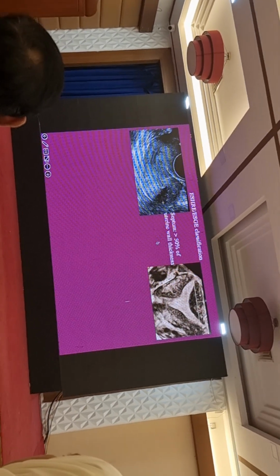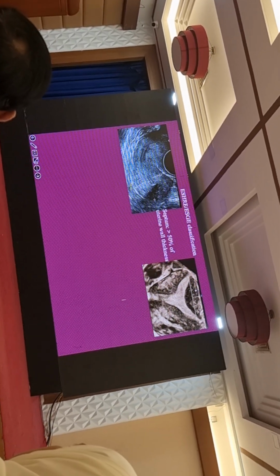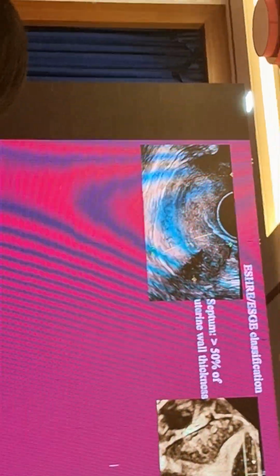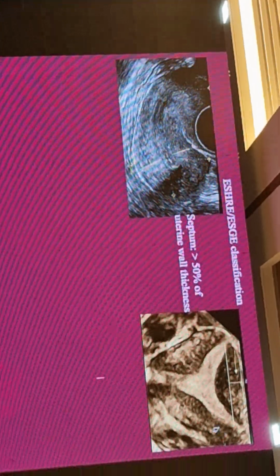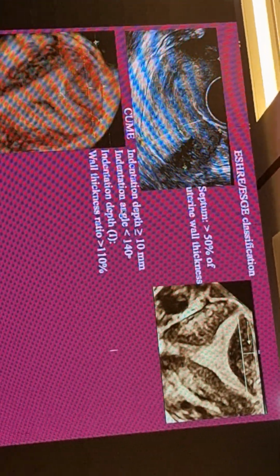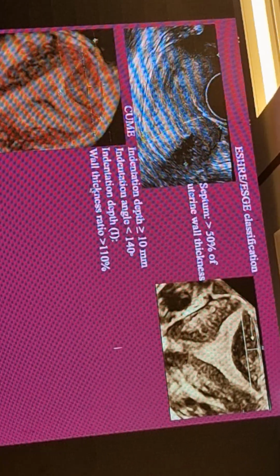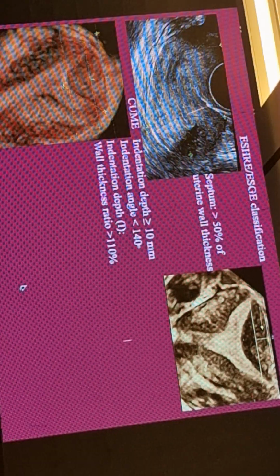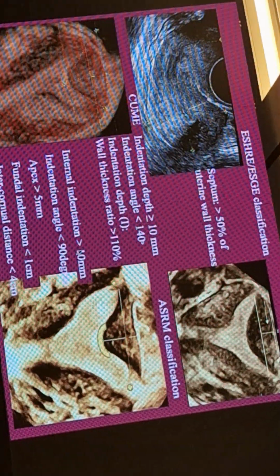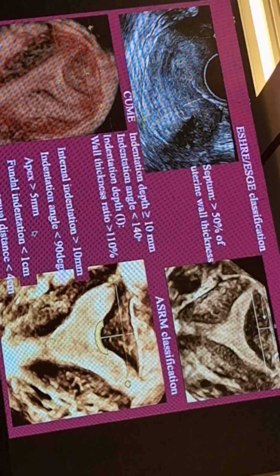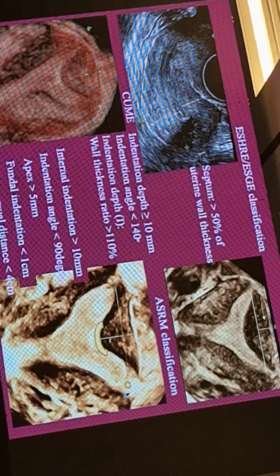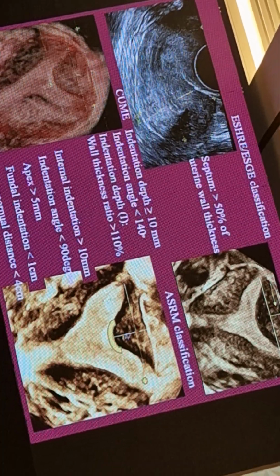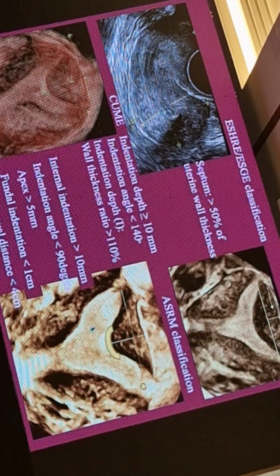According to the H3 classification, we look at the septal wall thickness. It should be more than 50% of the uterine wall thickness, and we have already said that we can take the mean of the anterior and posterior wall, at the thickest portion, or in the coronal plane, we measure from the fundal contour to the interostial line. CUME has indentation depth, indentation angle, and indentation depth to wall thickness ratio as their criteria. And ASRM has multiple things: angle, indentation, apex, intercornual distance from one end of the cornua to the other, and fundal indentation less than 1 centimeter. This is the ASRM classification for calling it a septate uterus.